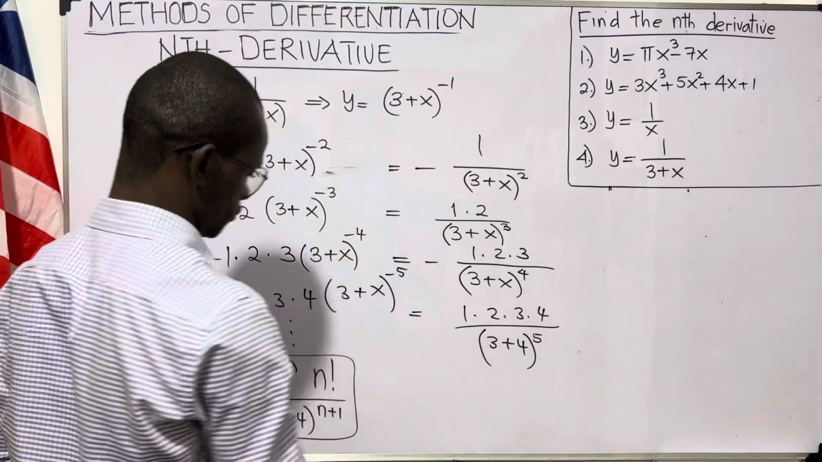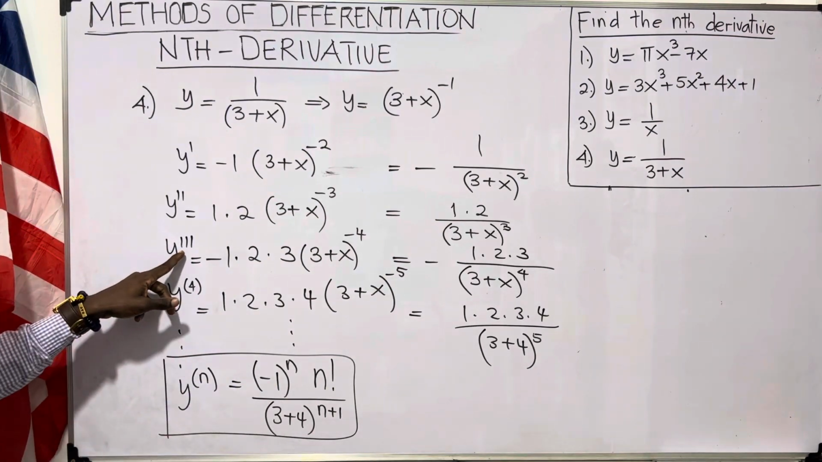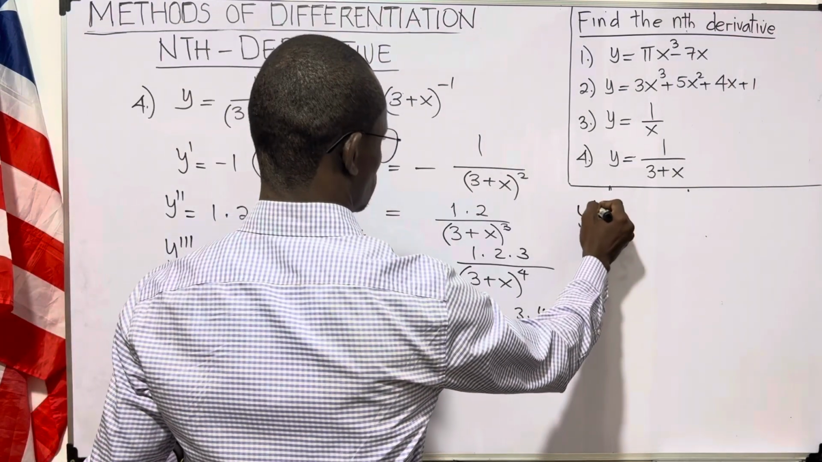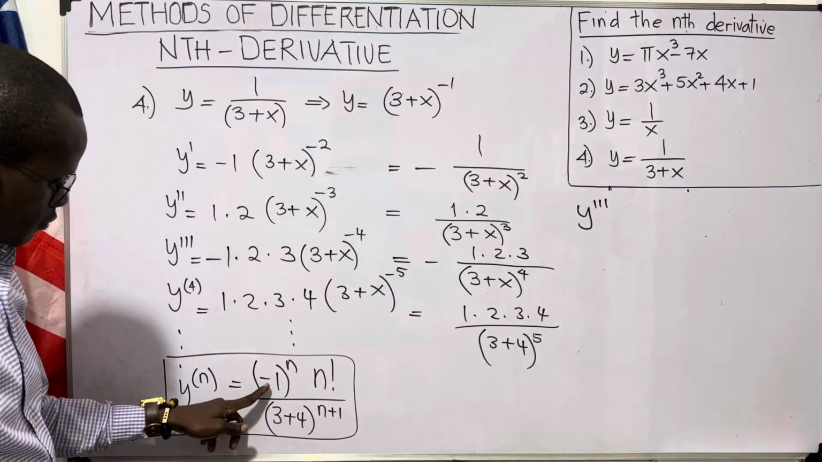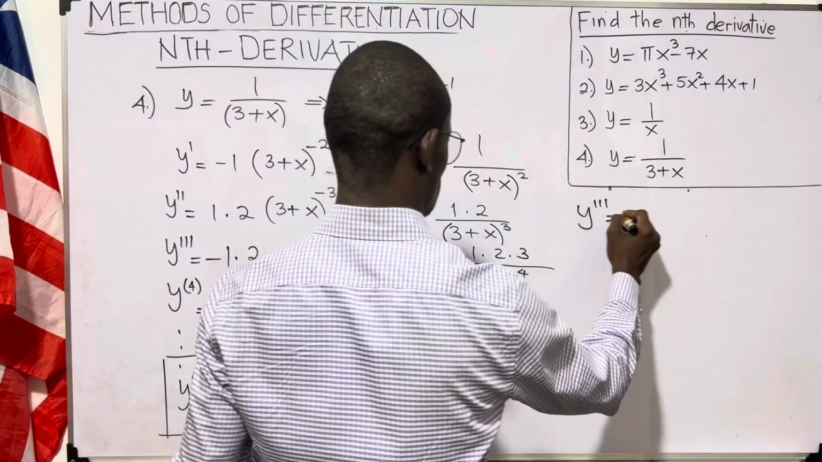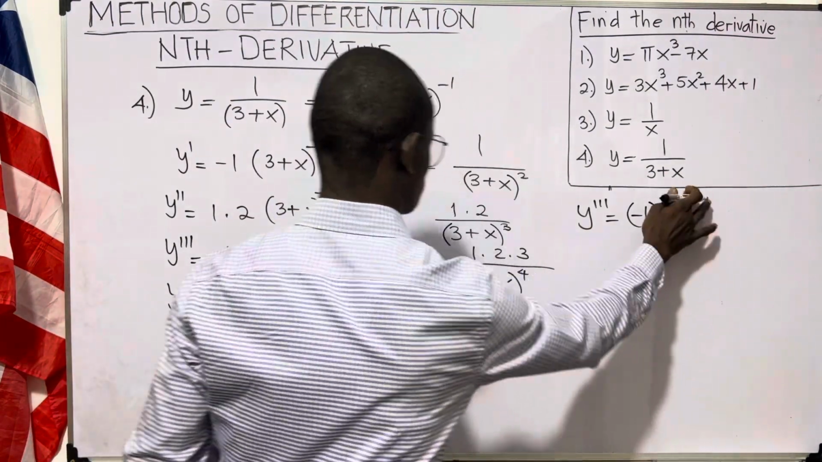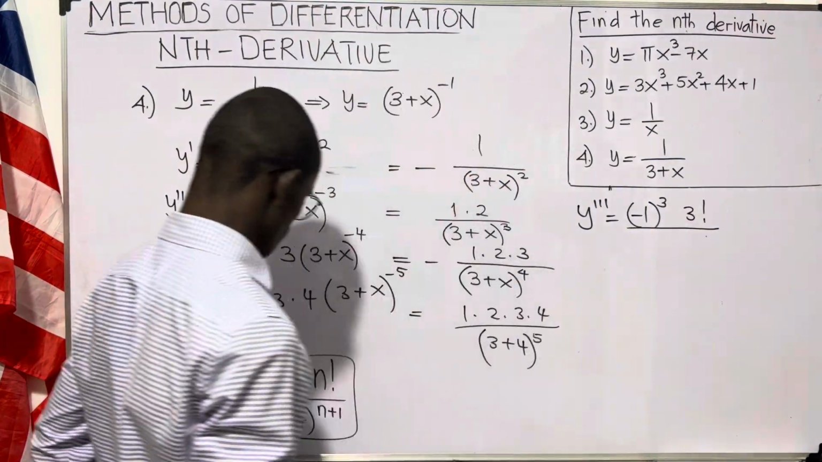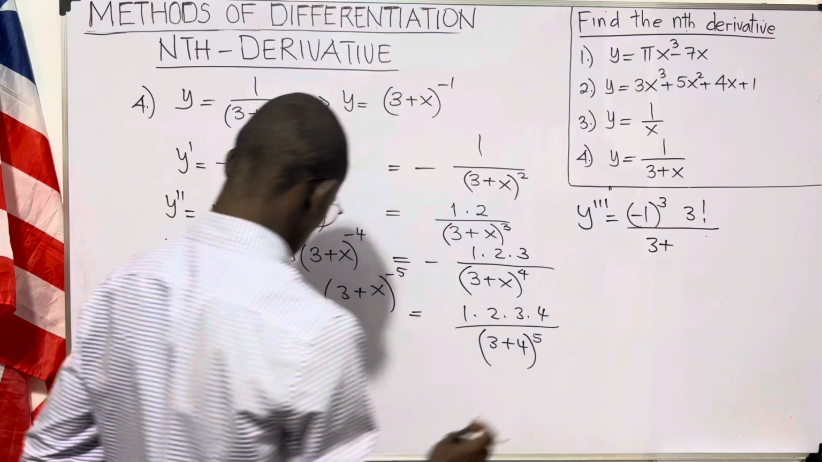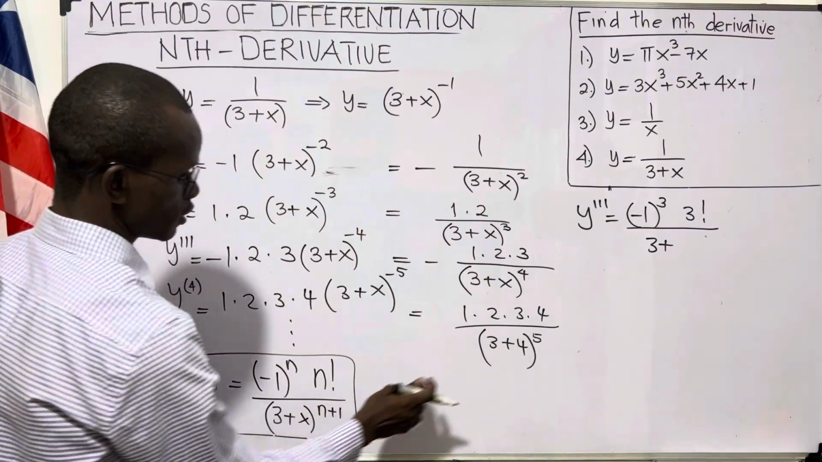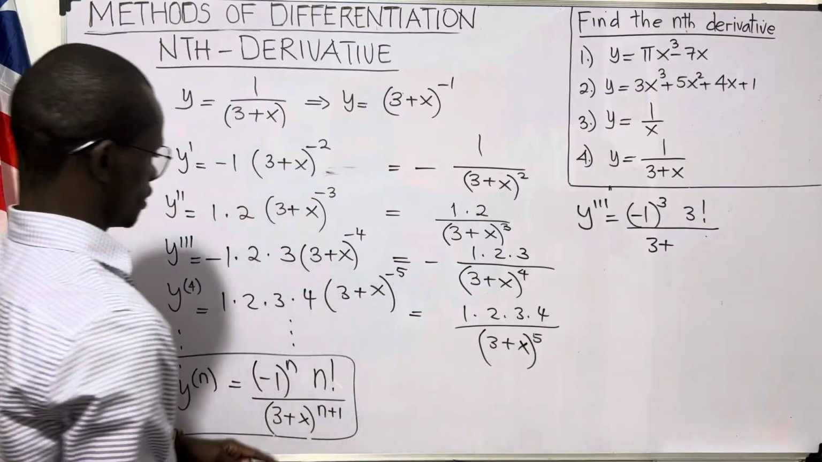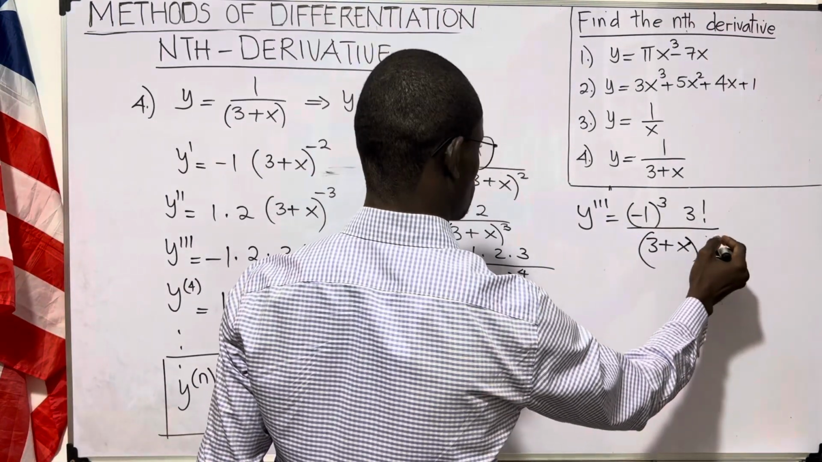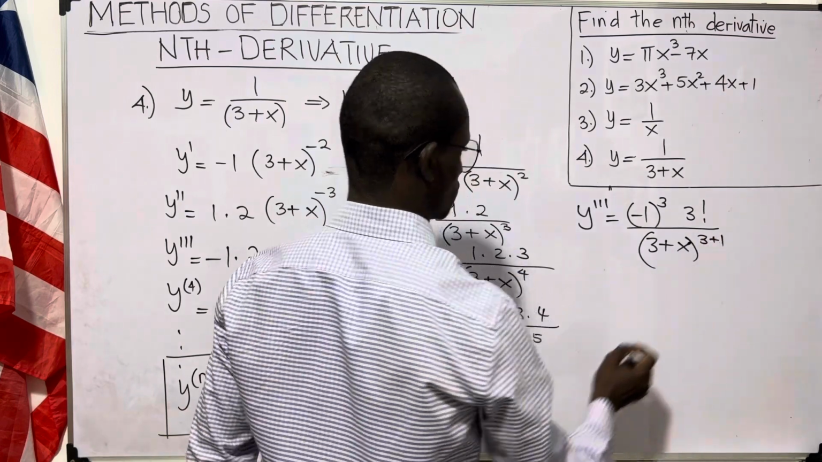So what if we want to find maybe the third derivative? So we have y dot dot dot. This is the third derivative. Minus 1 raised to the n, so it's minus 1 raised to the third power, times 3 factorial all over (3 plus x). Now this is not 4, this is x. So this is (3 plus x) raised to the power 3 plus 1.